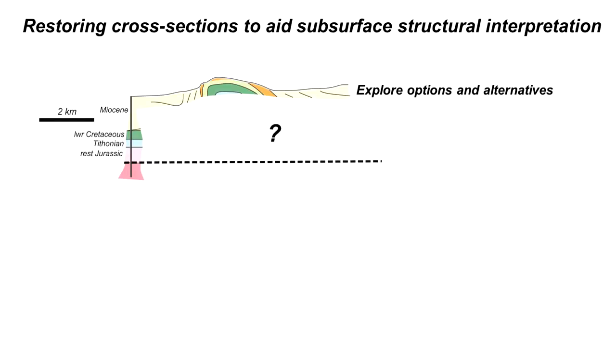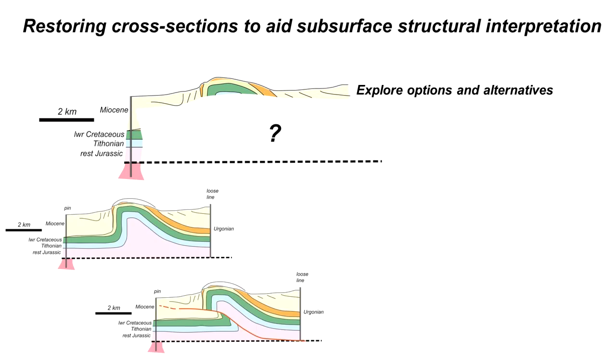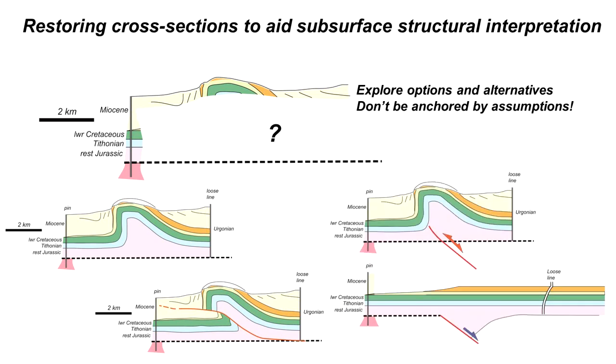So that's an illustration of the application of a balancing and restoration workflow to build structural interpretations. For me, it's the most useful thing about section balancing, and often you learn more when a section doesn't balance. It allows the interpreter to explore options and alternatives when they come to consider what subsurface structure might be. You can have conventional models and discriminate between them, but it's worth challenging some of the assumptions and try alternatives.